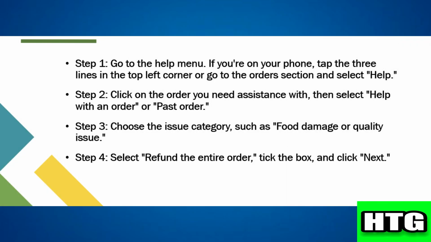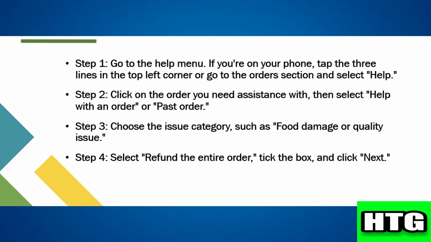So in order to get a refund on Uber Eats, you have to follow these steps. Step 1. Go to the help menu. If you're on your phone, tap the three lines in the top left corner or go to the orders section and select help. Step 2. Click on the order you need assistance with, then select help with an order or past order.